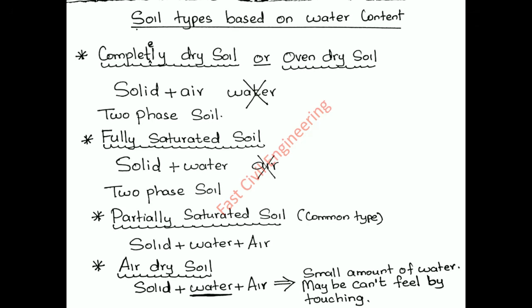Number 3, partially saturated soil, the common type of soil. Three-phase soil: solid, water and air. Number 4, air dry soil. This one is also three-phase soil, but with a small amount of water, maybe can't feel by touching.